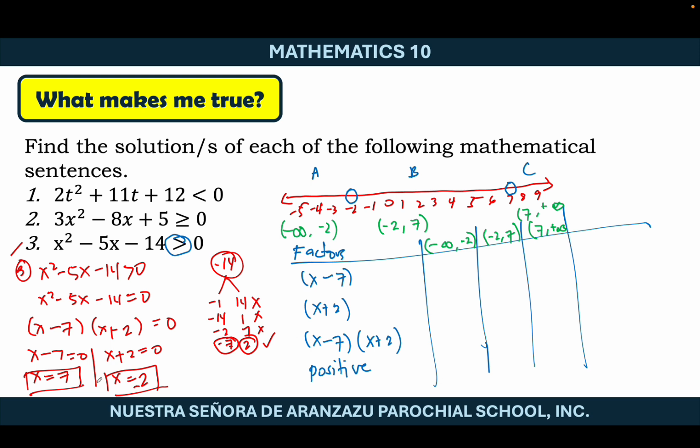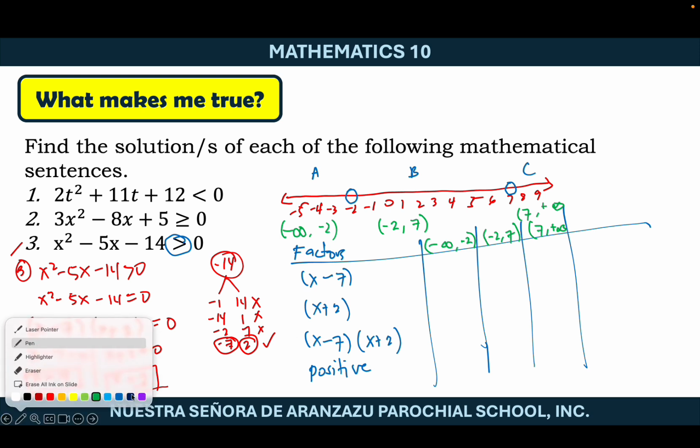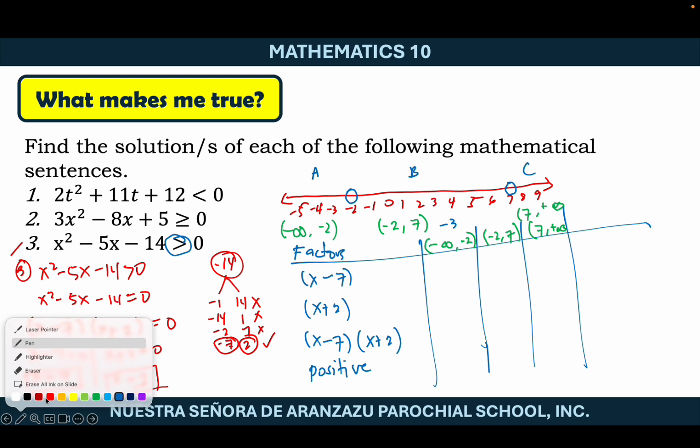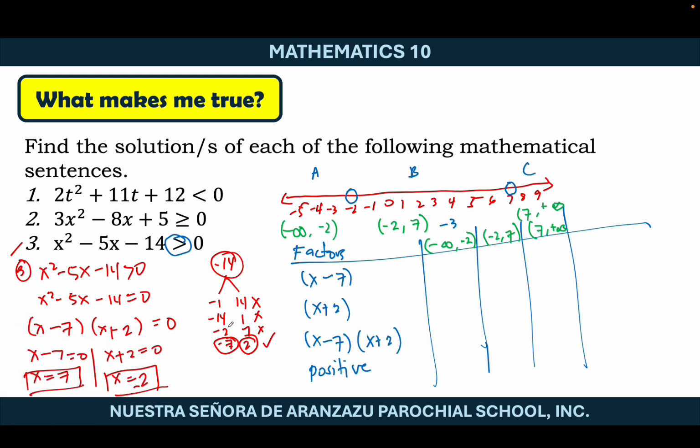And then after nyan, test natin. So ano ba yung value na in between negative infinity and negative 2? Kuha ka lang na isa. So let us use negative 3. So negative 3, isa-substitute siya dito kay x, sa mga x natin sa factors. So negative 3 minus 7, that will give you negative 10. Okay, ano ang sign nun? Sign lang ang ilalagay natin dito. So ang sign nun is negative.